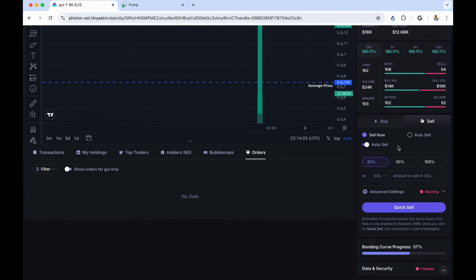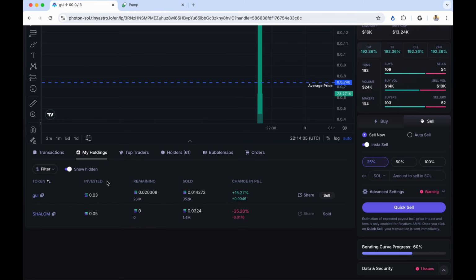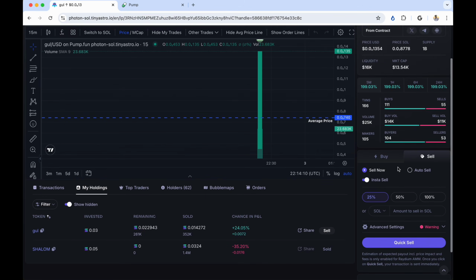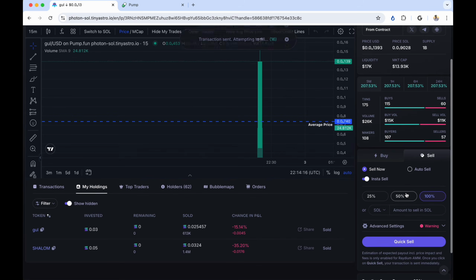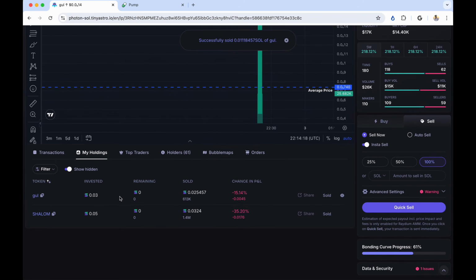I don't think I sold everything though. Yeah, so I still do have some remaining. I'm up money. I was like, wait, why didn't I sell everything? So I think you have to hit 100% actually. Yes, you have to hit 100%. I'm actually glad I didn't sell everything yet, because I'm going to make more money now. Yep, and I sold everything. And here you go. So we can see that we sold all of that, and I made money.